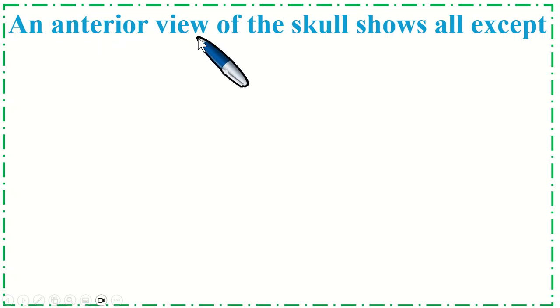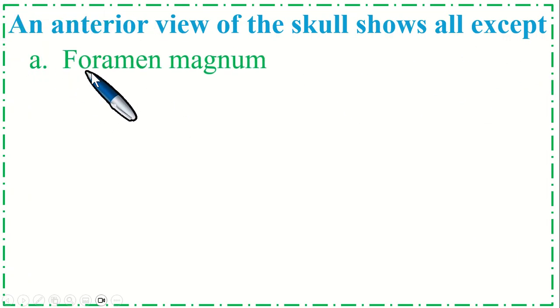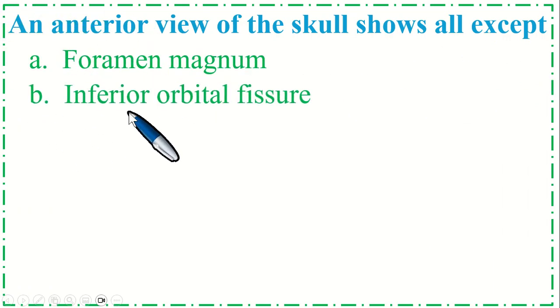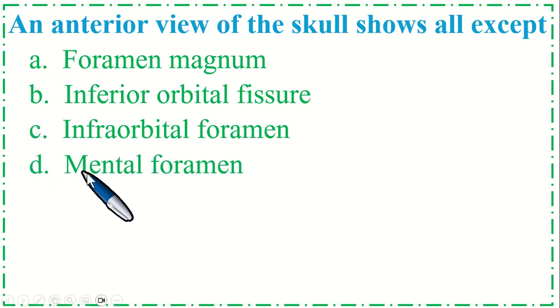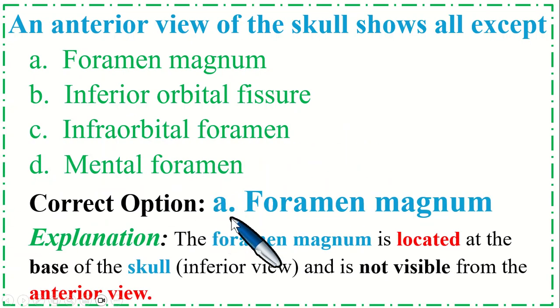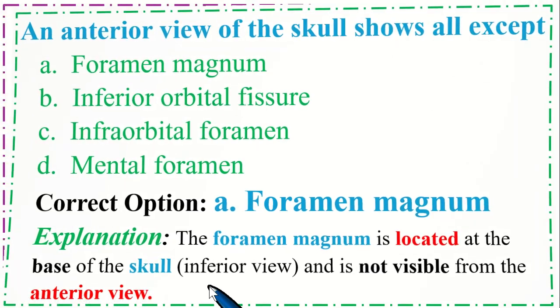An anterior view of the skull shows all except: option A, foramen magnum; B, inferior orbital fissure; C, infraorbital foramen; and option D, mental foramen. So the correct option is A, foramen magnum. The foramen magnum is located at the base of the skull, inferior view, and is not visible from the anterior view.